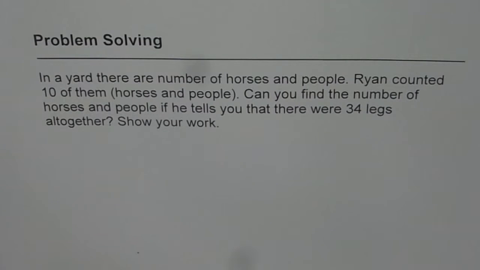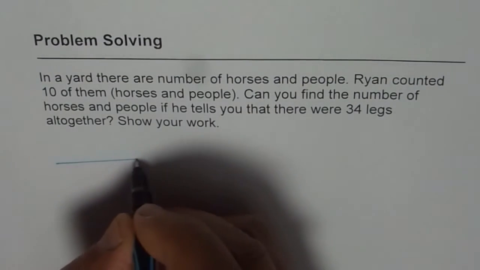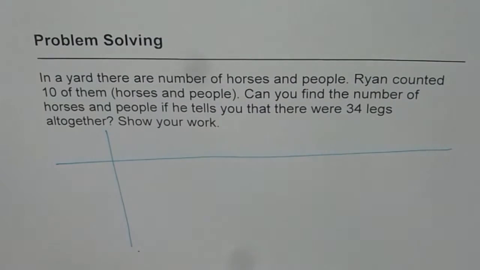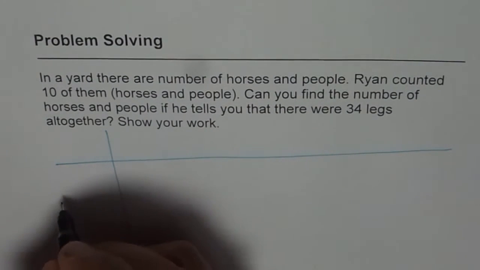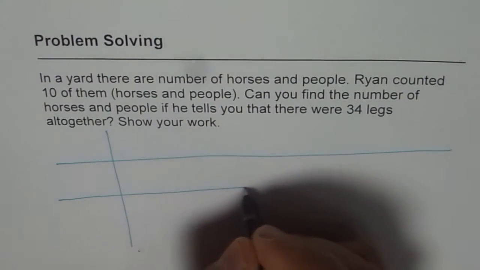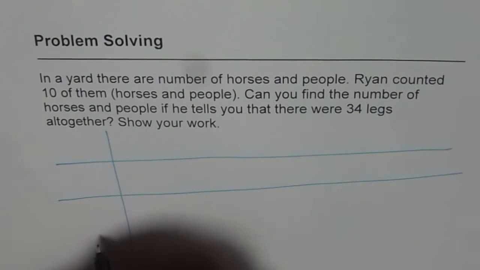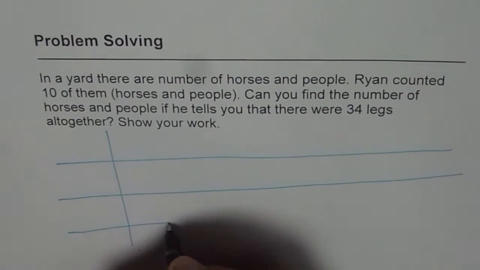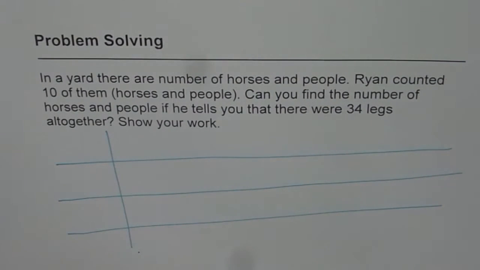There are a couple of ways of doing this. Now let me share one particular way, and that is trial and error. Trial and error at times is a very, very effective method of solving problems. So what we will do here is just assume the number of horses and the number of people and see how we can get 34 as the number of legs.